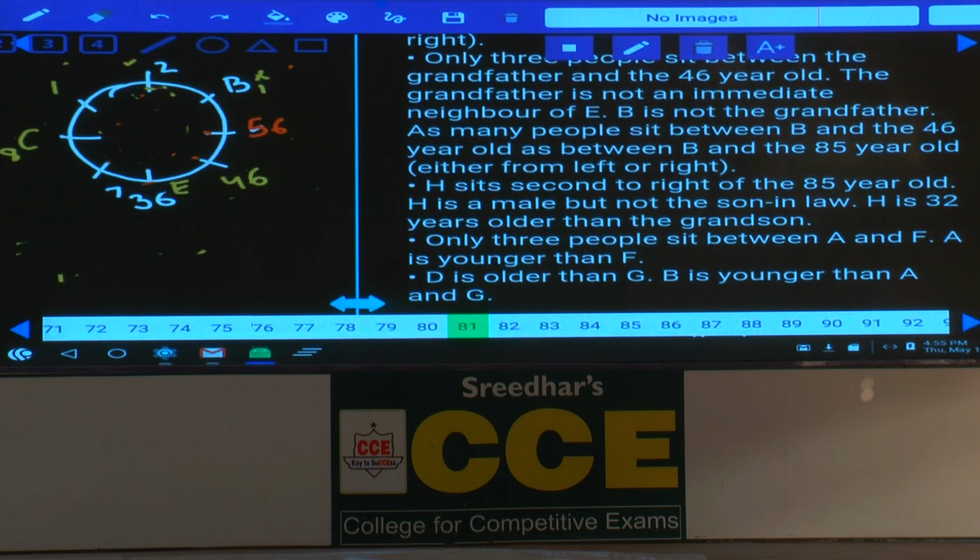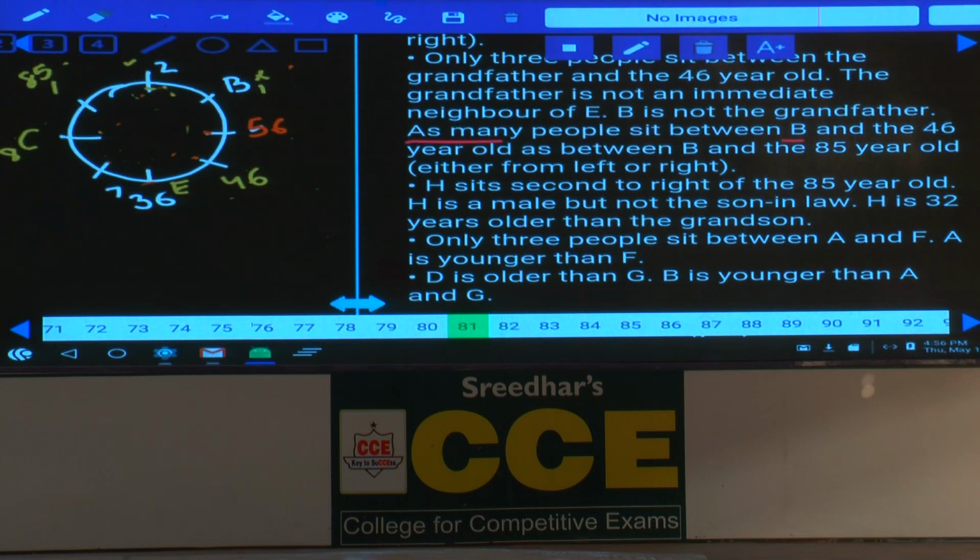Before that, there is one more piece of information. As many people sit between B and 46-year-old as between B and 85-year-old. Now between B and 46-year-old, how many persons? There is only one person. So between B and 85-year-old there must be only one person, hence where should this 85 be? 85 is the eldest person, that is the grandfather. Grandfather is 85-year-old.